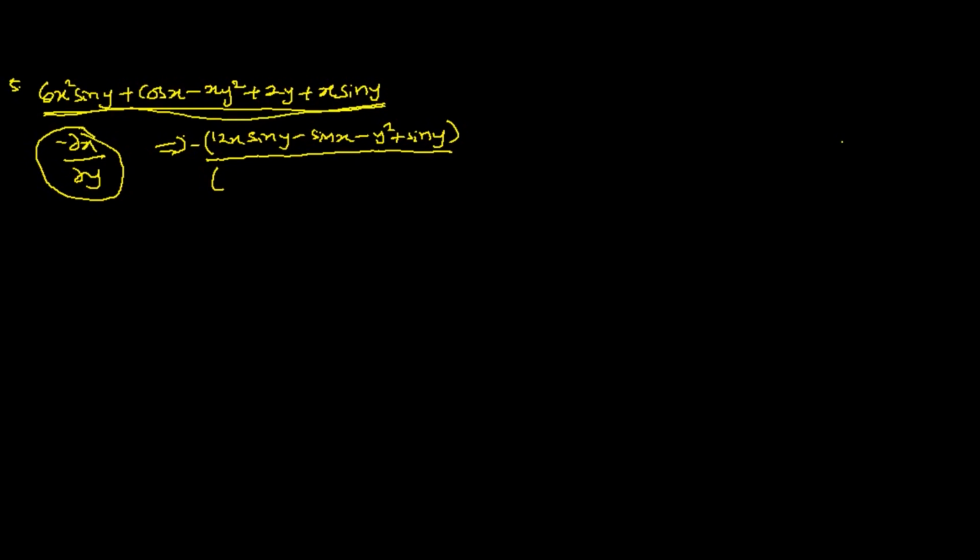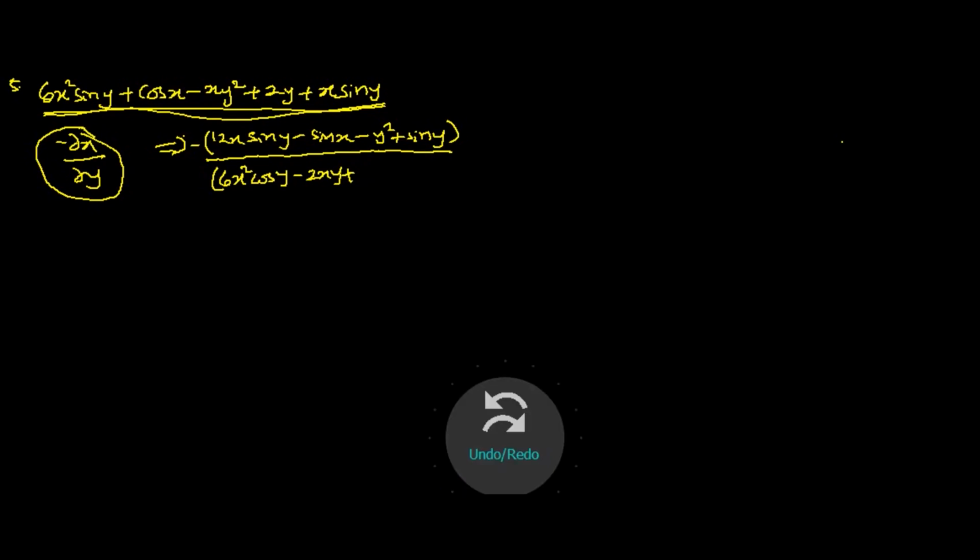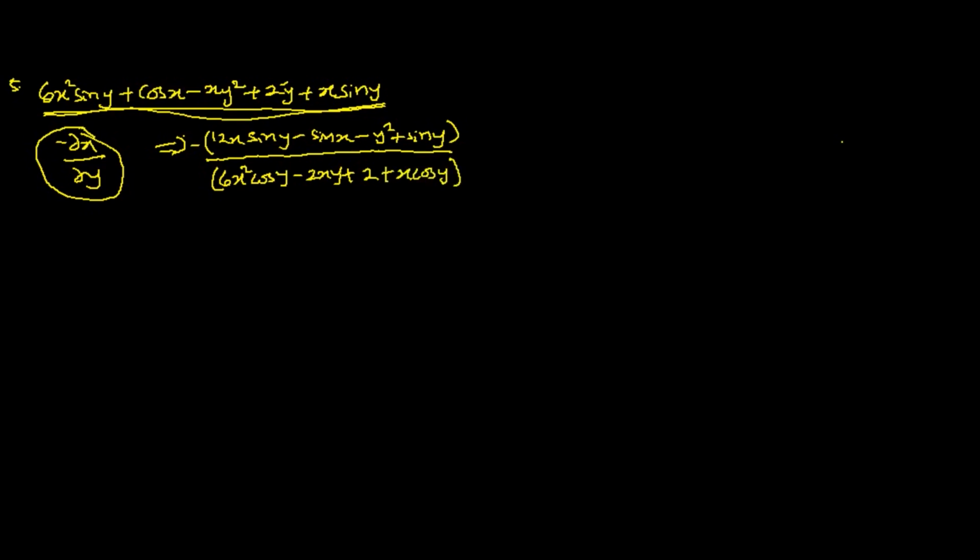If you do that here, we are going to have 6x squared cos y minus 2xy plus y plus 2, that is differentiating this, we have plus 2, plus x cos y. So this is your answer.